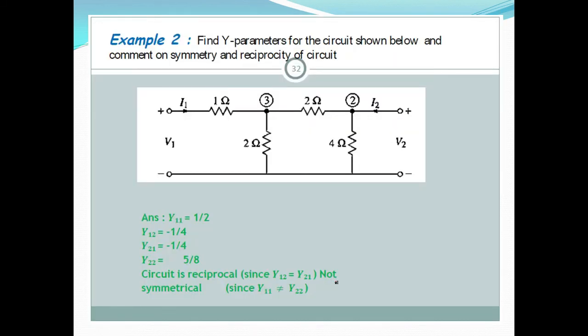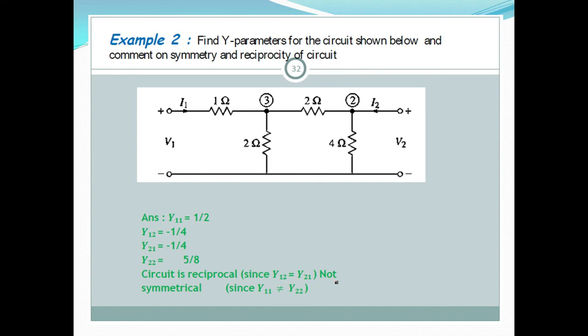The next example: find the y parameters for the circuit shown in the figure, and comment on the symmetry and reciprocity of the circuit. In case of the z parameters, V1 upon I1 should equal V2 upon I2 to fulfill the condition for symmetry. And for the ratio of input voltage to output current and output voltage to input current, if it is the same, then it satisfies the reciprocity theorem in case of the z parameters.